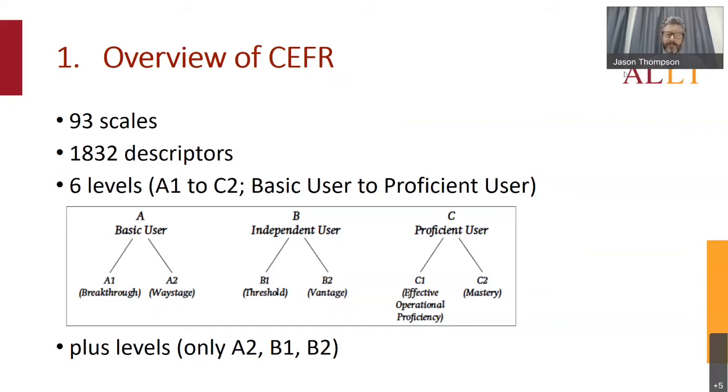There are 6 levels. So you have the A level, A1 and A2, which is the basic user, the B level, B1, B2, which is the independent user, and the C level, C1, C2, which is the proficient user. There are also plus levels, and you will find these in some of the scales in the companion volume, but the plus levels are only at A2, B1, and B2. So they have the A2 plus, B1 plus, and B2 plus. And I'll just show you an example of this.